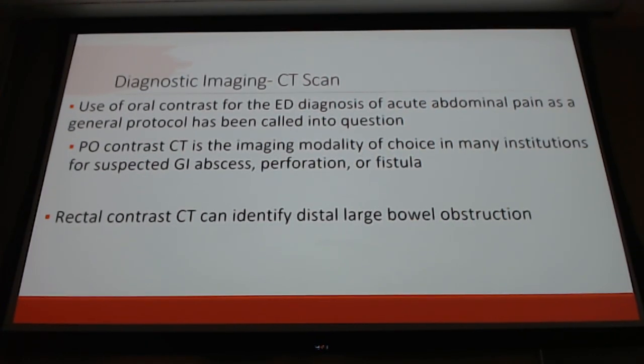So oral contrast for abdominal pain has been called into question over the years. Some places have decided that this is what they want to use it for. Most of the time it's going to be for an abscess, a perforation, a fistula. It's going to give you a better idea. It's going to show additional contrast that goes through the GI tract.